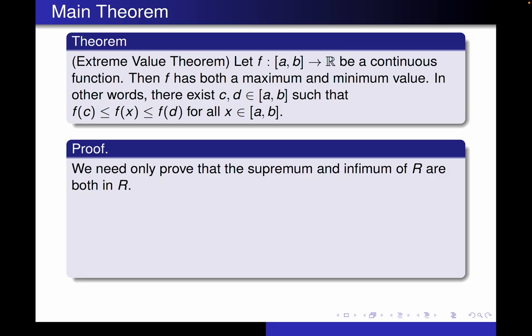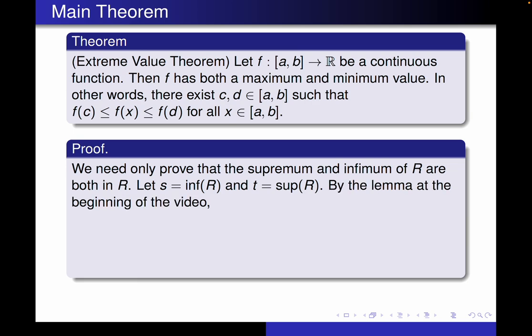All right, so we already proved that the range of f is going to be bounded. That means the range has both a supremum and an infimum. Then all we need to do is prove that that supremum and infimum are in the range themselves. So let's go do it. We're going to let S be the infimum and T be the supremum, so we don't have to keep writing inf and sup all the time.